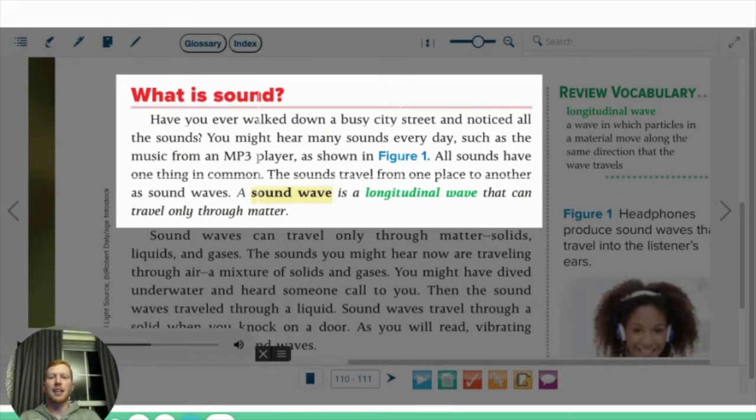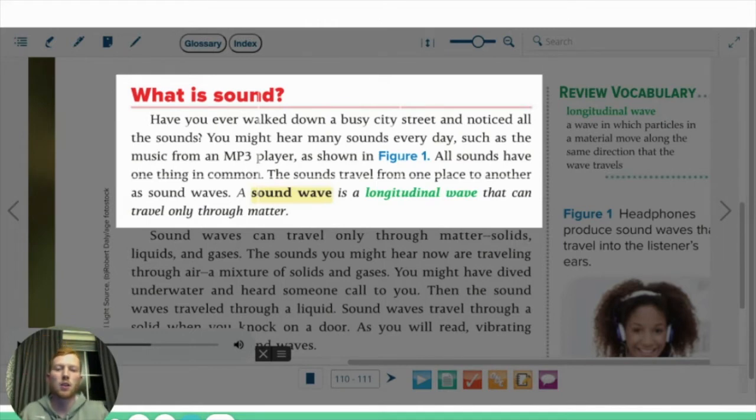So the question is, what is a sound wave? Well, let's take a look at it right here. We have to look at the first paragraph of this lesson on page 111. The first paragraph says, have you ever walked down a busy street and noticed all the sounds? You might hear many sounds every day, such as the music from an MP3 player or your phone or iPod, as shown in figure 1 there on the right-hand side. All sounds have one thing in common. The sounds travel from one place to another as sound waves. Here's your answer right here with the yellow word. It's one of your vocab words this week, which you do not have very many of.